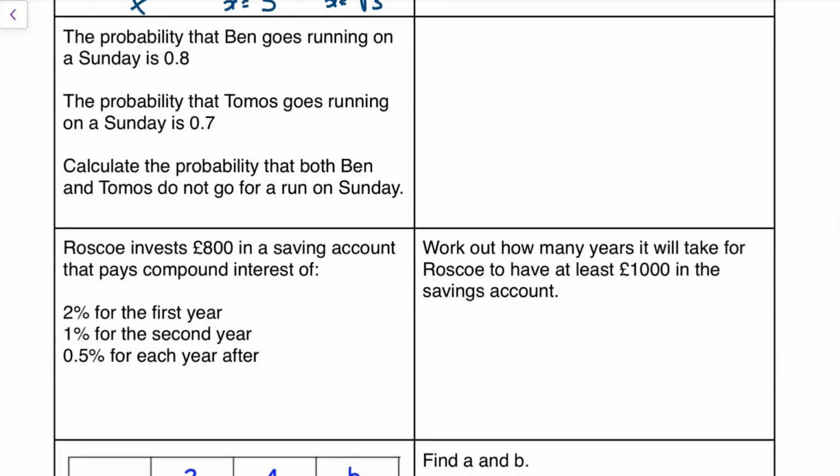Next question. The probability that Ben goes running on a Sunday is 0.7. The probability that Thomas goes running on a Sunday is 0.7. Calculate the probability that both Ben and Thomas do not go for a run on Sunday. So not Ben is 0.3 and not Thomas is 0.3. Multiply these numbers together and I get 0.09, otherwise known as 9%, and that's my answer.